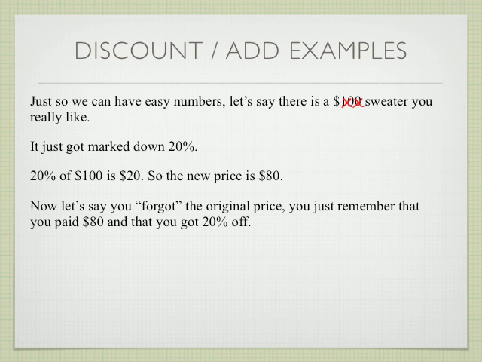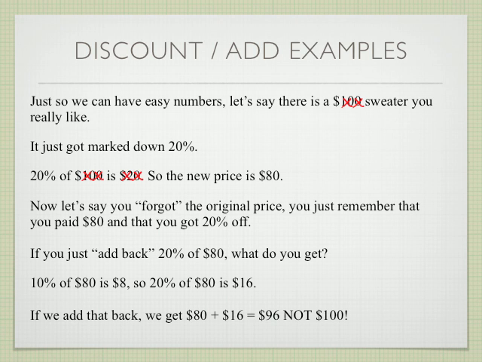Well, if you said that you wanted to add back 20% of 80, what do we get? 10% of 80 is 8, so 20% of 80 is 16. If we add it back, we get $80 plus $16. That's only $96. It's not $100. Taking a percent off is very different from adding a percent to. So you need to pay very close attention to what you're taking the percent of. In the slide before, we were looking at a percentage of her old weight, not of her new weight, of her old weight. So whatever we take the percent of has to be of the old weight.